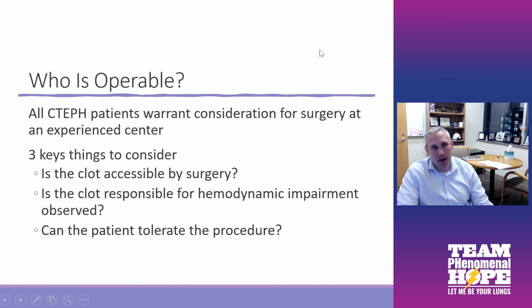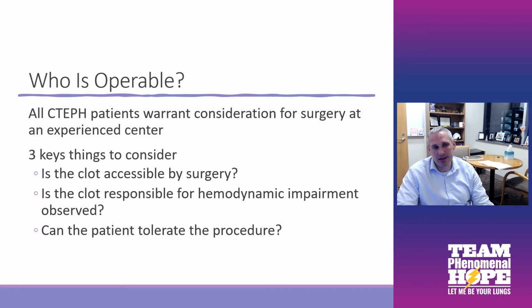So how do you know who's operable? Again, you should always be thinking about whether the person's a surgical candidate, and the things that you're considering, is the clot close enough in to be accessible by surgery? And I have some examples, and I'll show you what the surgeons can get to. Again, is this clot responsible for the increase in the pulmonary pressures we're seeing? If you see just one little tiny clot on the edge of the lung, but really high pressures, then that's not CTEPH that's driving those pulmonary pressures. And doing a surgery is probably going to make the person worse. And so that's something you need to think about, and you need to evaluate for other causes of pulmonary hypertension.